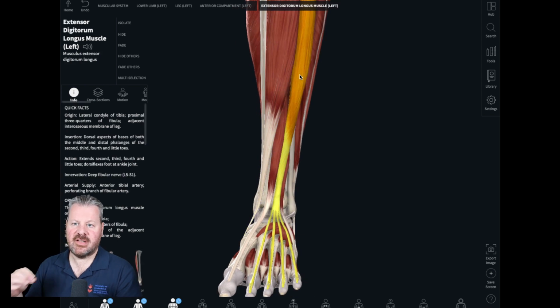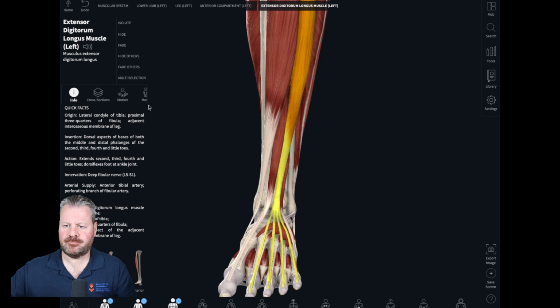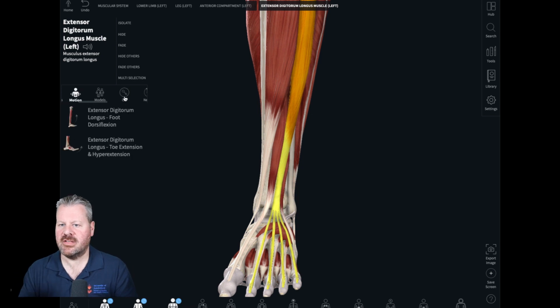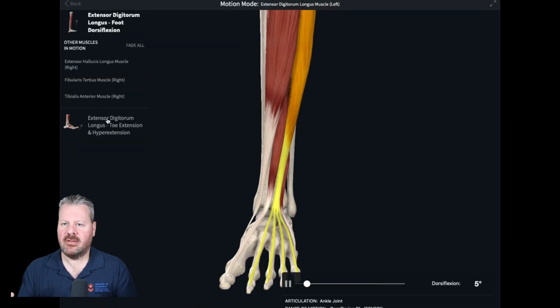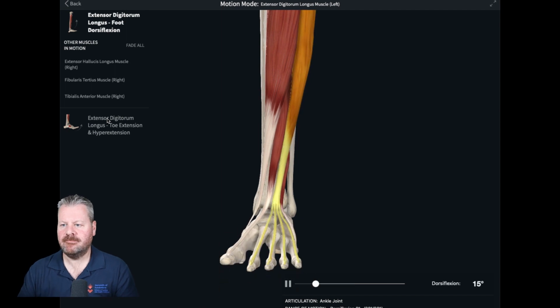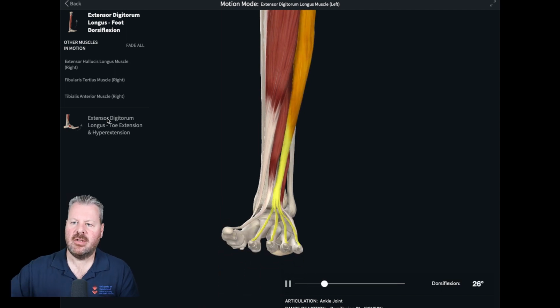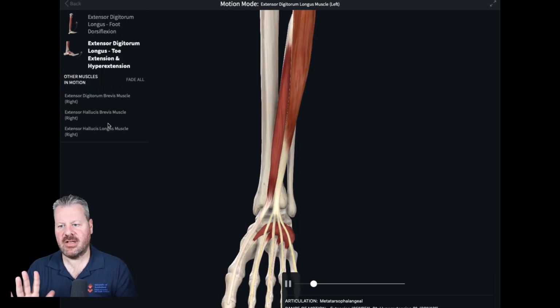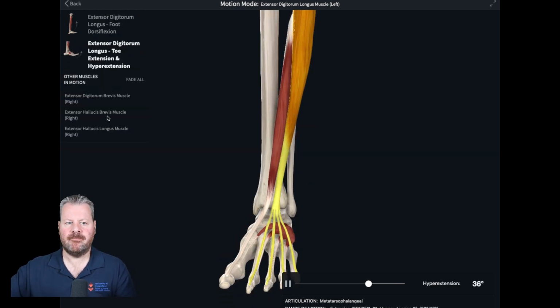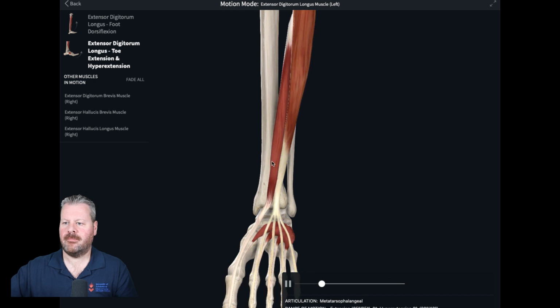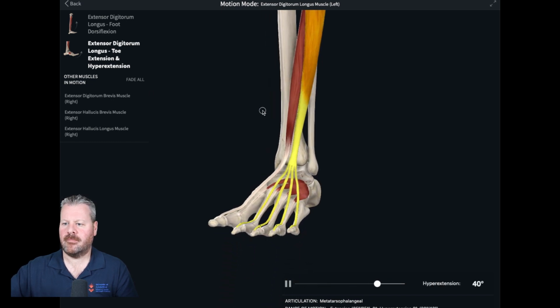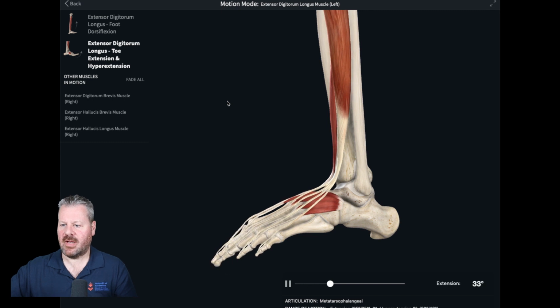Looking at extensor digitorum muscle, we look at the action of this. Again, we've got dorsiflexion hand in hand with tibialis anterior, but we've also got extension of the toes. Easier to see from that angle.